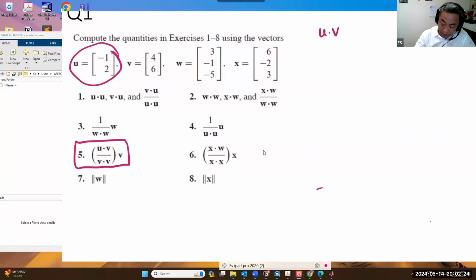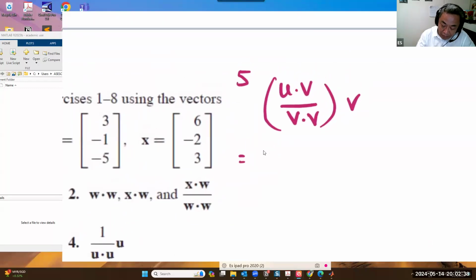U dot V divided by V dot V, times V. So this is question number 5. Now, guys, please help to answer this. What do you think will come out from here, the top? The dot product of u dot v will come out as a scalar. Do you all know what a scalar means? A scalar, or a number. It will come out as a real number.